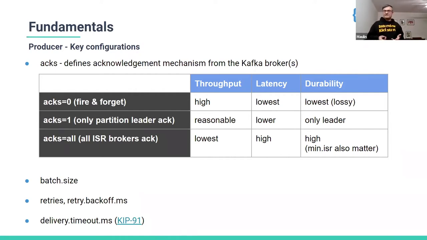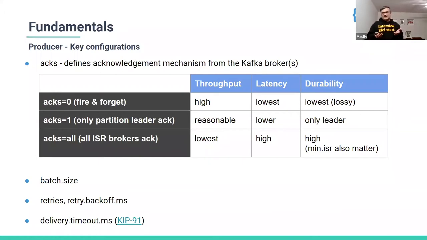Obviously, you will get a throughput impact because of that and a little bit higher latency, but you will get higher durability also. The min ISR also plays an important role here when you configure acks, and I can take that in Q&A for a little bit more details on that if you wish.